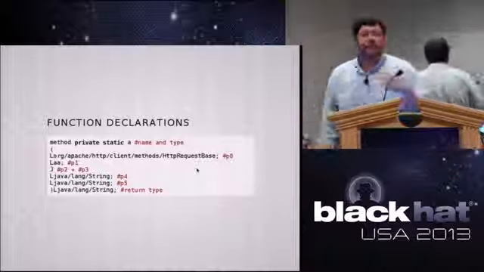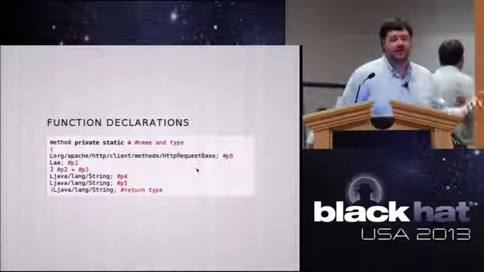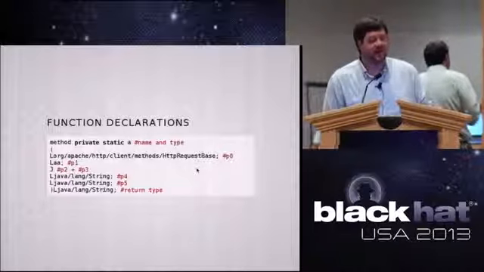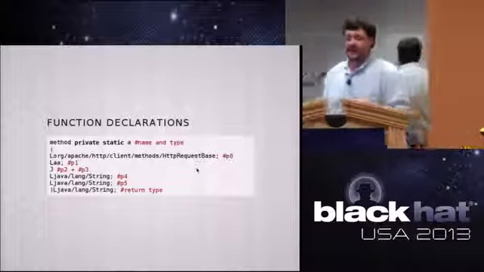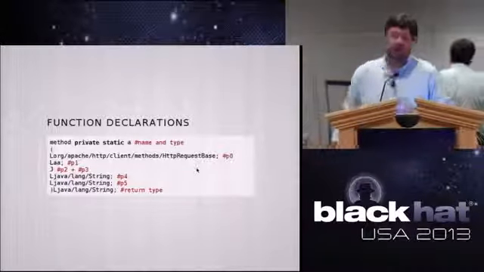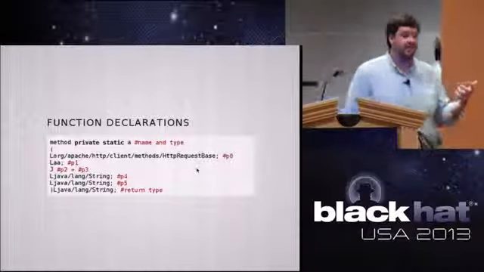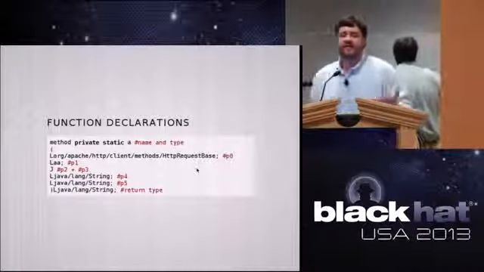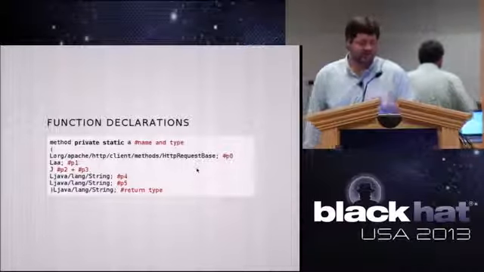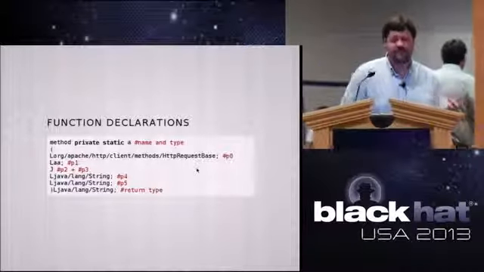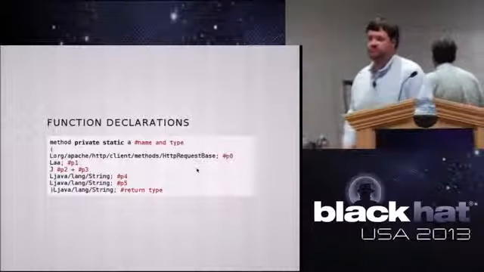So, a little function declaration to look at to get your feet wet and understand what we're looking at. It's defining a method. It's private, static. It's named A. That's the name of the method. You can see it takes in 6 parameters, 0 through 5. So it takes in an HTTP request base, it takes in a class AA, it takes in a long, it takes in two strings, and it returns a string. Everybody see that? It's pretty simple. Good to go.